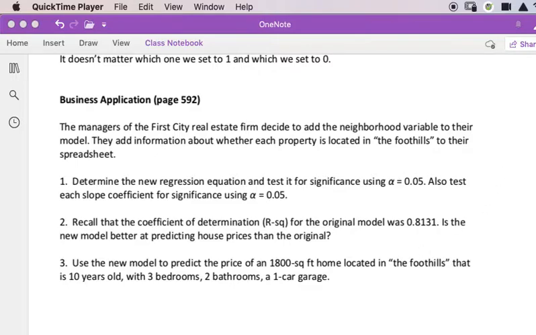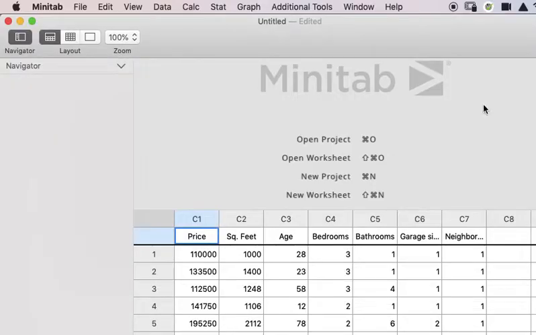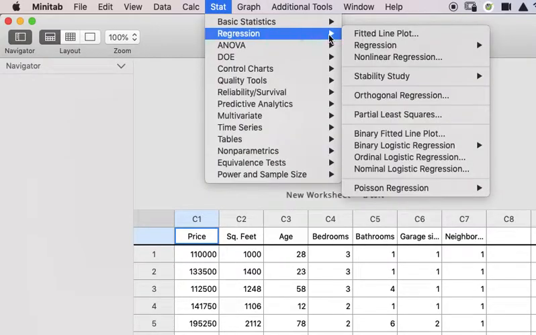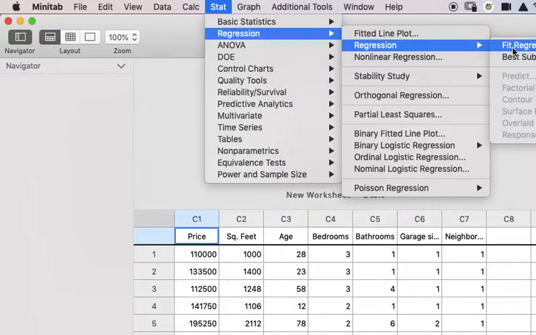So we're going to go to our spreadsheet here. This is in Blackboard as usual, and you can see that we've added a new column since the last time we used this for neighborhood. And we have 1s for the homes that are located in the neighborhood, the foothills, and 0 for the homes that are not. So what we are going to do is we're going to go to Stat, Regression, Regression again, and Fit Regression Model.